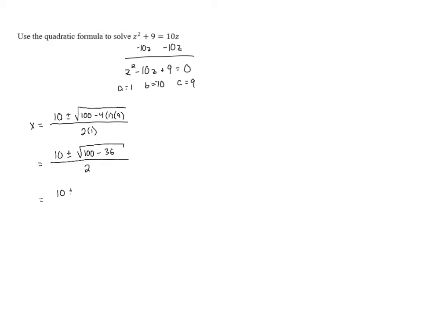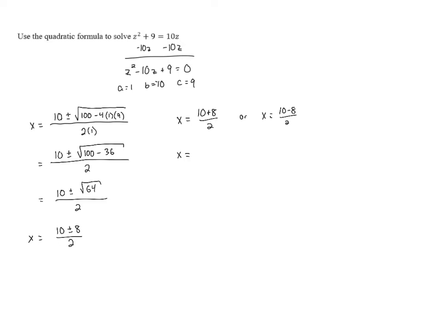Now 100 minus 36 is 64. So that's going to become the square root of 64. And when we take the square root of 64, that's going to be 8. So we've got x equals 10 plus or minus 8 all over 2. This is the point where we look at the two solutions separately. x equals 10 plus 8 over 2, or x equals 10 minus 8 over 2, so that we can simplify each of the solutions on its own.